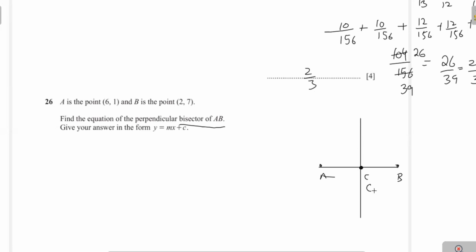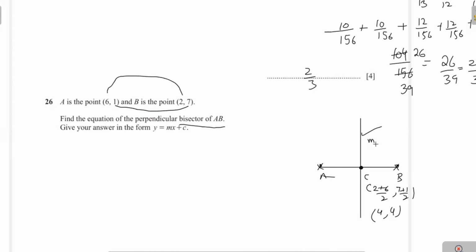This point C is the midpoint: (2 plus 6) over 2, and then (7 plus 1) over 2. And this midpoint will be 8 over 2 is 4, and this is 8 over 2 is 4. Therefore, (4, 4) is the midpoint. Firstly, we will calculate the gradient of line AB to calculate the gradient of the perpendicular bisector.